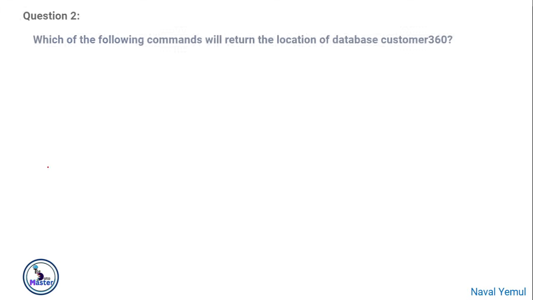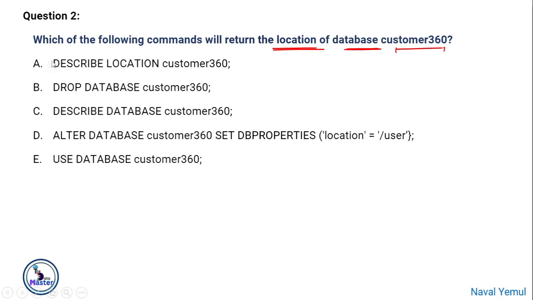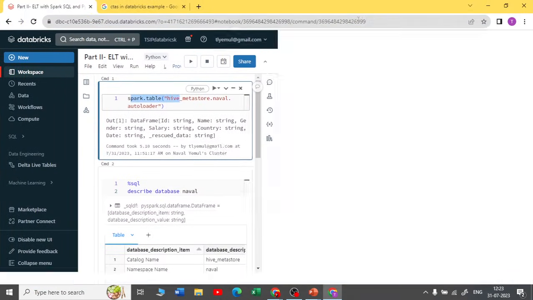Let us move to the second question. Which of the following commands will return the location of the database? They already have a database, and the database name is customer 360. So how will you find the location? Let me show you the syntax I have already executed here.